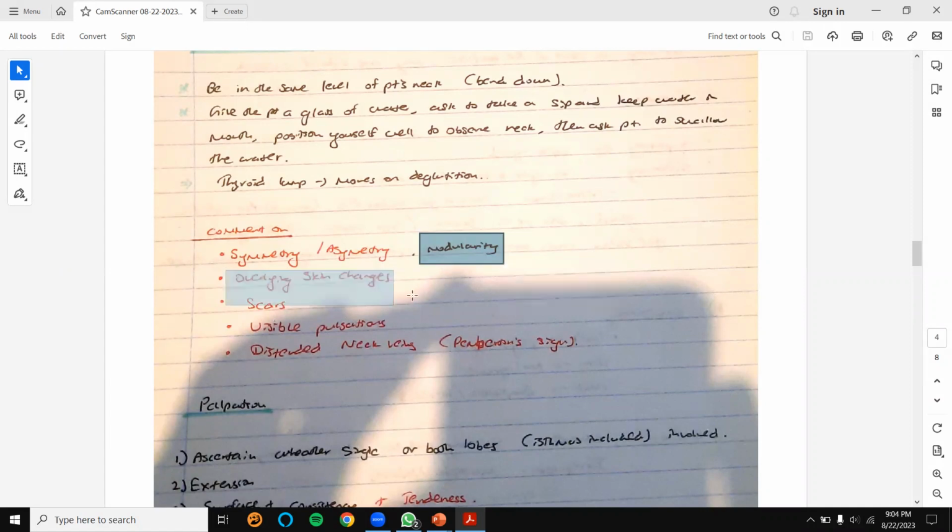Then overlying skin changes, if there are any overlying surgical scars, right? Sometimes it can be a patient who has undergone a hemithyroidectomy, right? So then one lobe of the thyroid is still there, like that. Overlying skin changes or scars. Okay. Visible pulsations, sometimes with hyperthyroidism or malignant goiters, you might have visible pulsations, especially if there's increased vascularity to the gland. Okay. Distended neck veins, and you can check Pemberton sign. Okay.